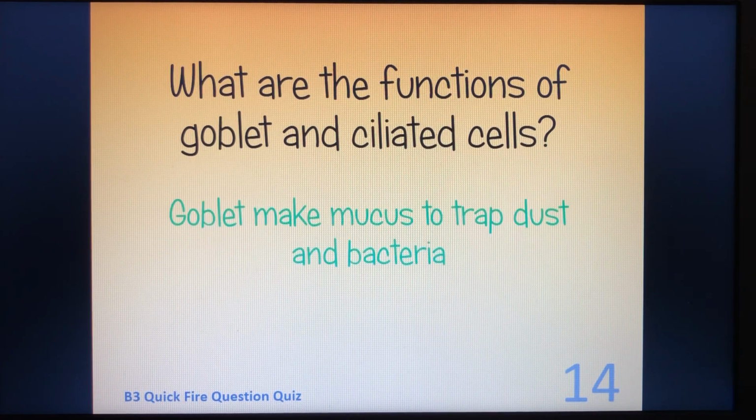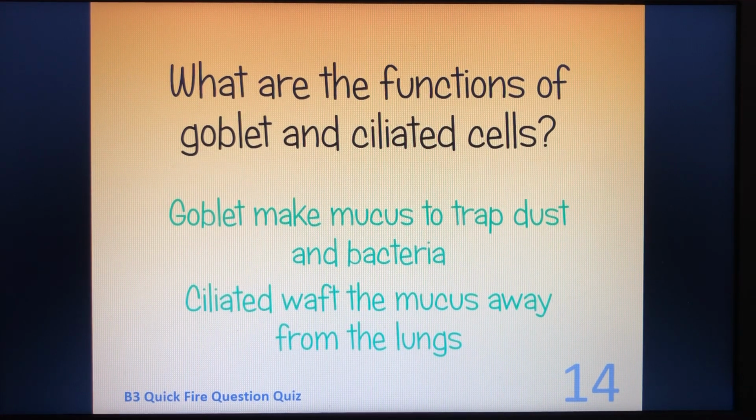Okay, let's have a look at the answer. So goblet cells make mucus, that traps dust and bacteria. Okay, well, you would call it snot probably. And the ciliated cells waft that mucus away from the lungs, so that it doesn't collect in the lungs. So we've got the mucus trapping any dust and bacteria that we've breathed in, and then the ciliated cells with little hairs on the end called cilia waft that mucus away from the lungs so that that dust and bacteria don't make their way into the lungs.